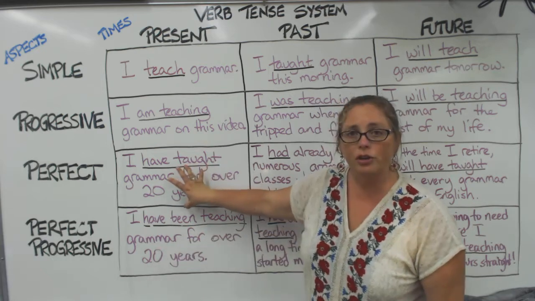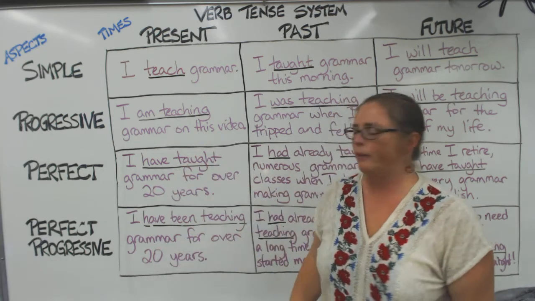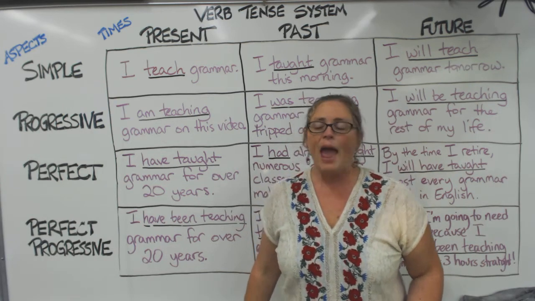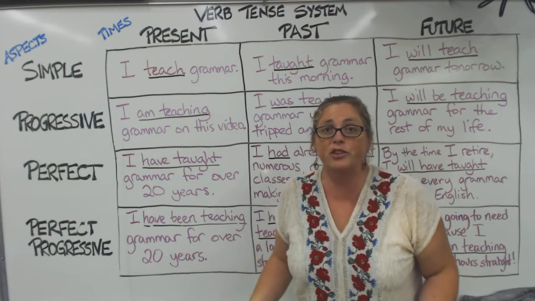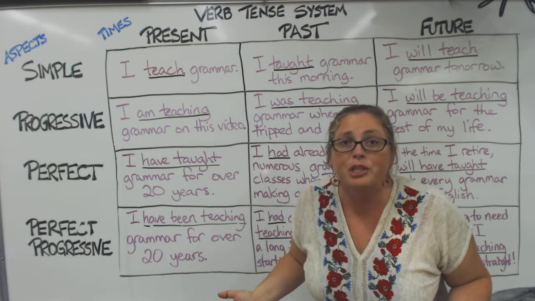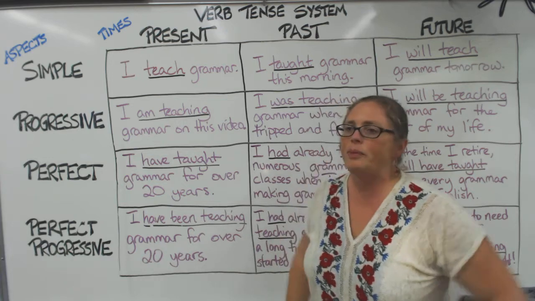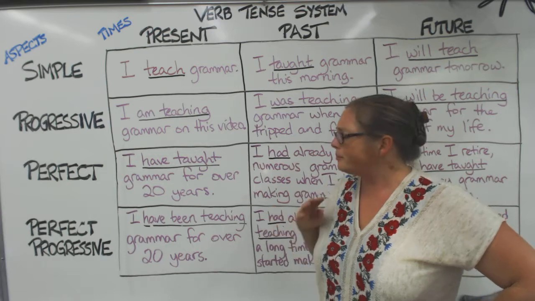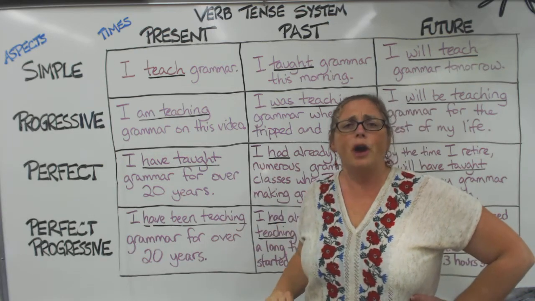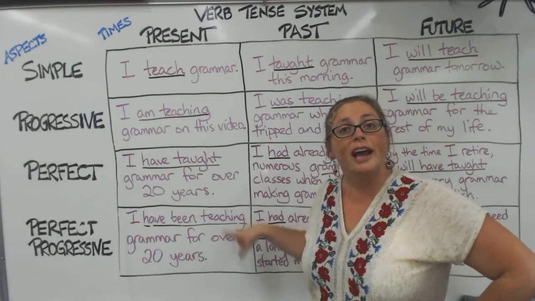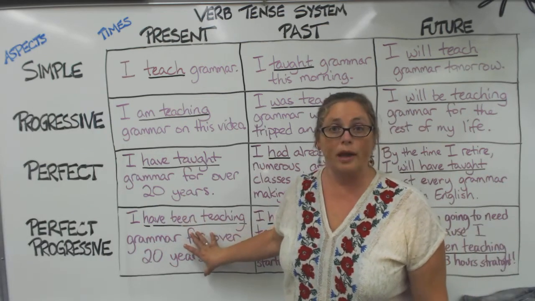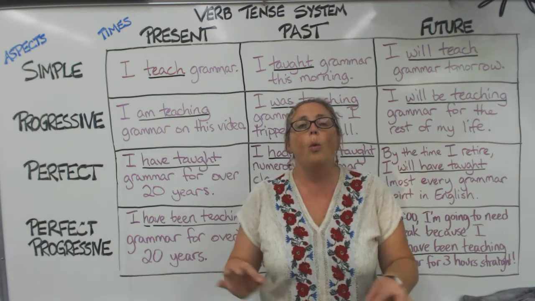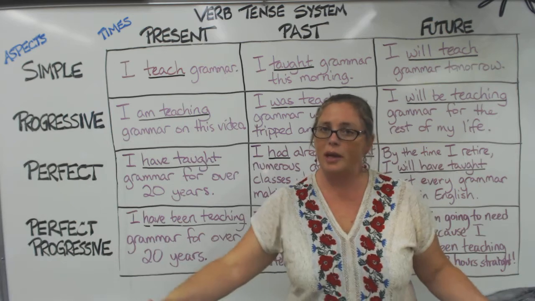Activity, result. Let me give you an example. I see somebody that I haven't seen for a really long time, and they say, "Jeanie, I haven't seen you for so long. What have you been up to? What have you been doing?" I say, "Oh, I've been teaching English for a long time, and especially I love grammar. I've been teaching grammar for over 20 years." Which one did I choose? I chose this one because I was focusing on the activity, what I was doing for 20 years.